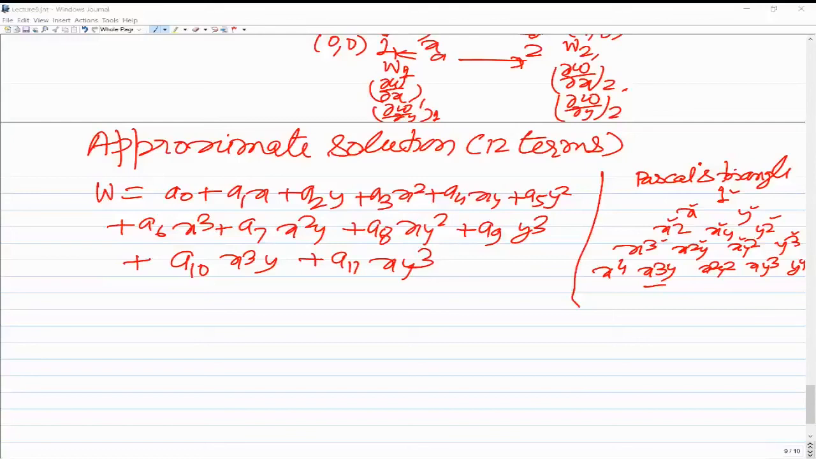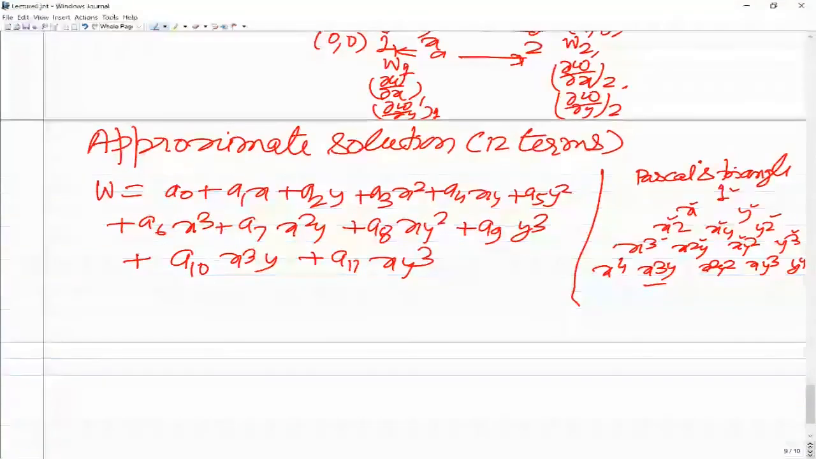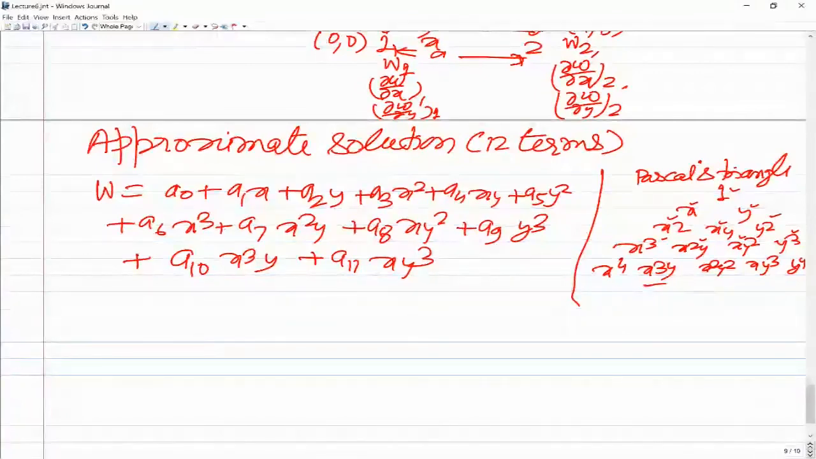Sir, in order to complete the 12 terms, we take linear term, quadratic term, cubic term. But when we take order 4 terms, we have only two terms. So we take x cube y and xy cube instead of x power 4 and y power 4. Why, sir?